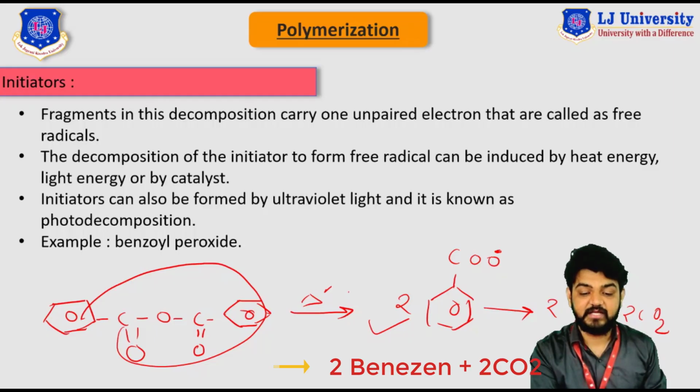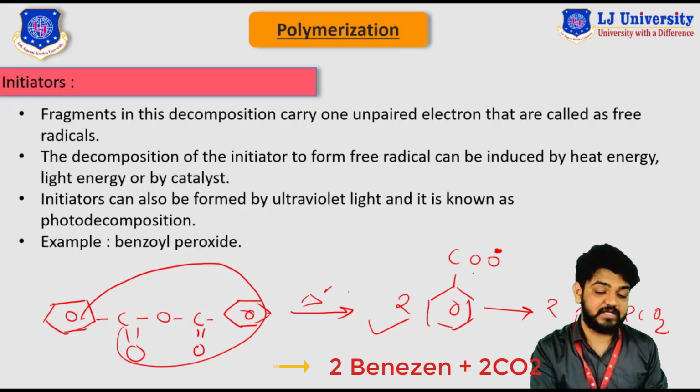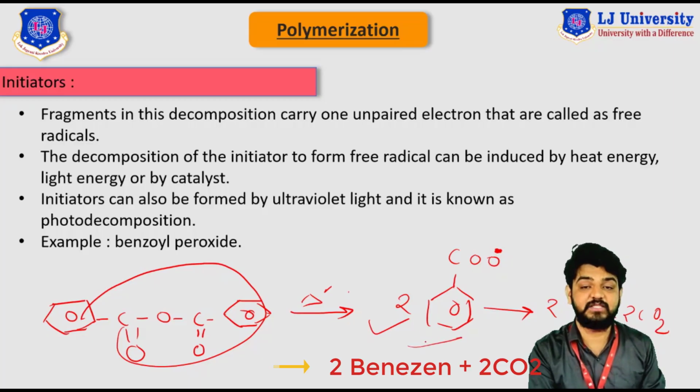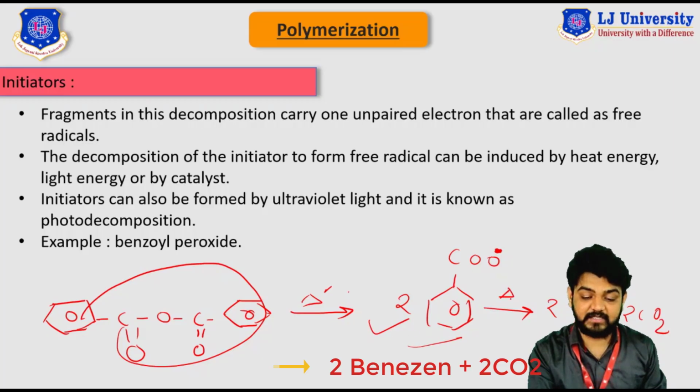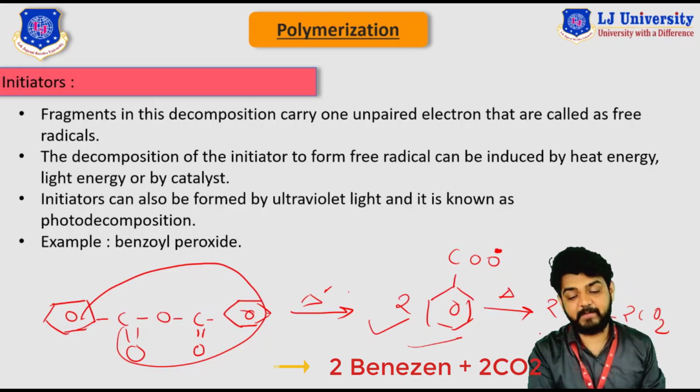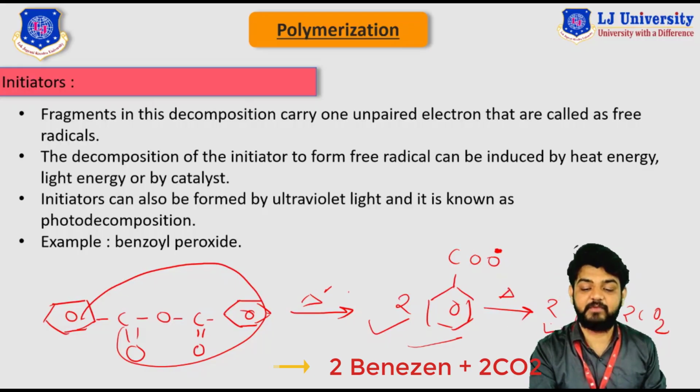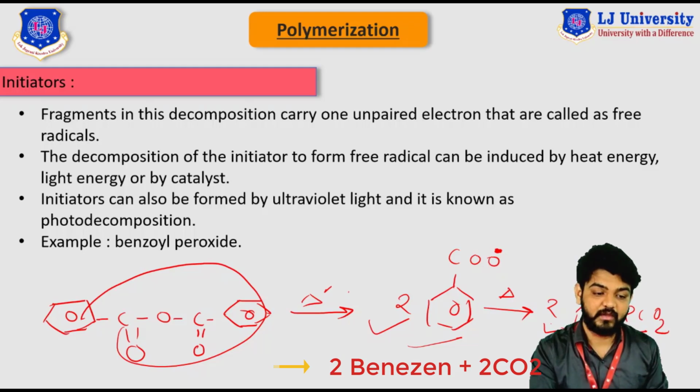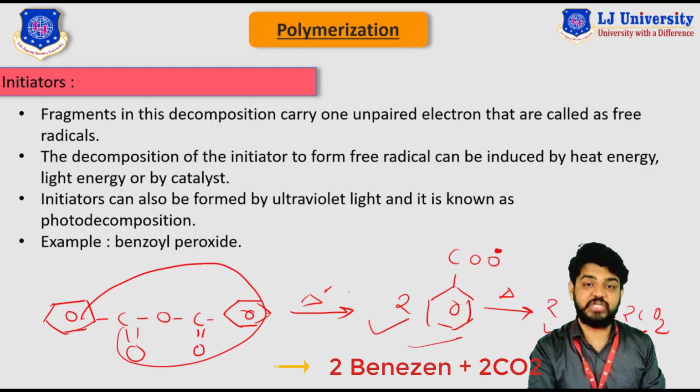You can see here this particular C double bond O will have its own free radical. So we have produced two free radicals in this way. And further if we supply heat, then this component will decompose into the benzene ring and it will produce 2 moles of CO2. So this is what we mean by initiators.